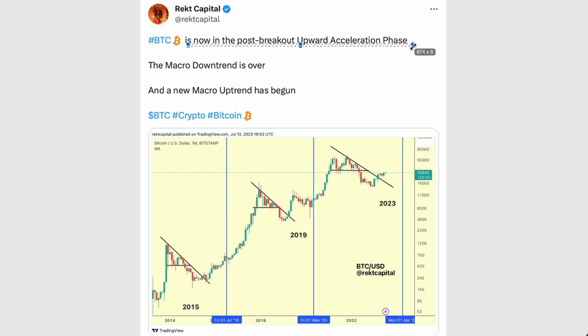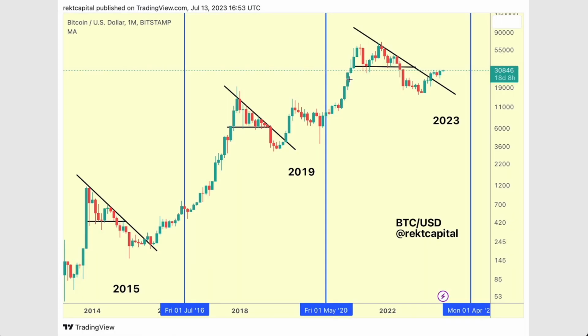Now it's in the post-breakout upward acceleration phase. The macro downtrend is over and the new macro uptrend has begun. So Bitcoin now has fully confirmed its new macro uptrend. The macro downtrend is over. A new trend has emerged, and it doesn't look likely that we're going to get that 2015 retest period.